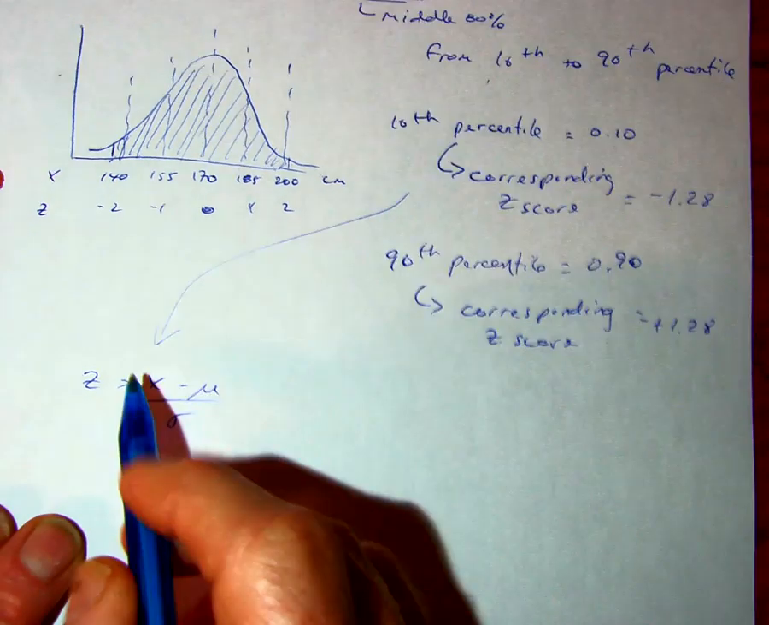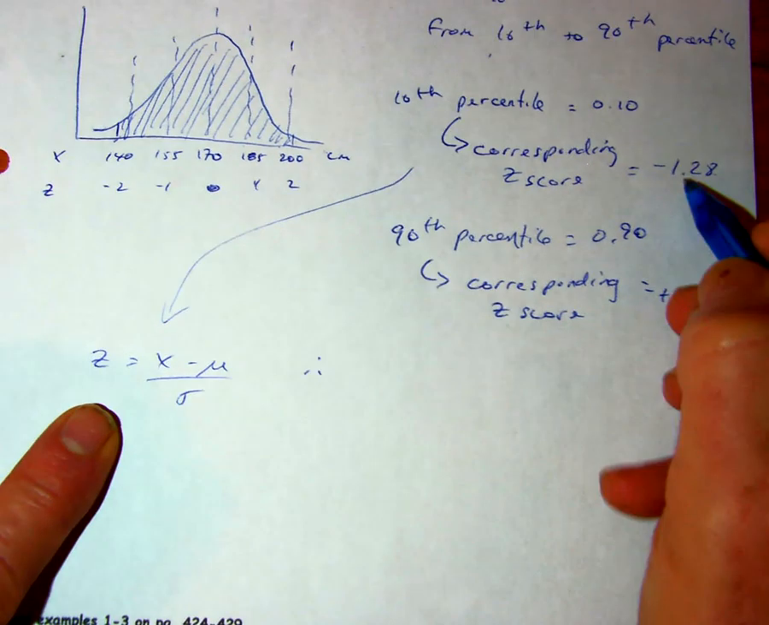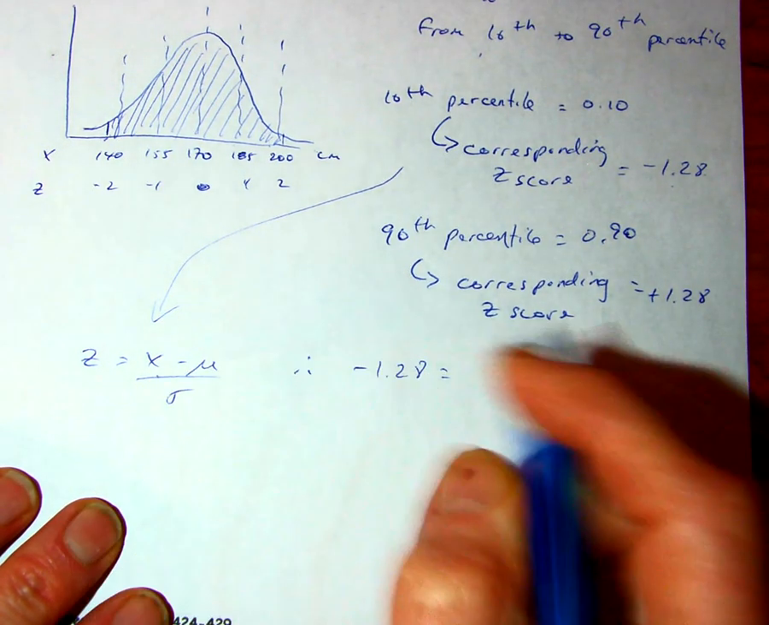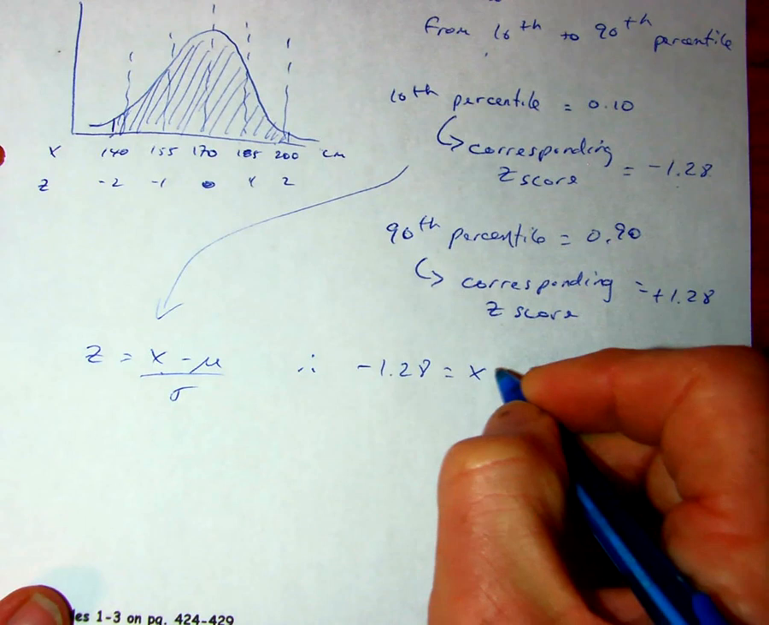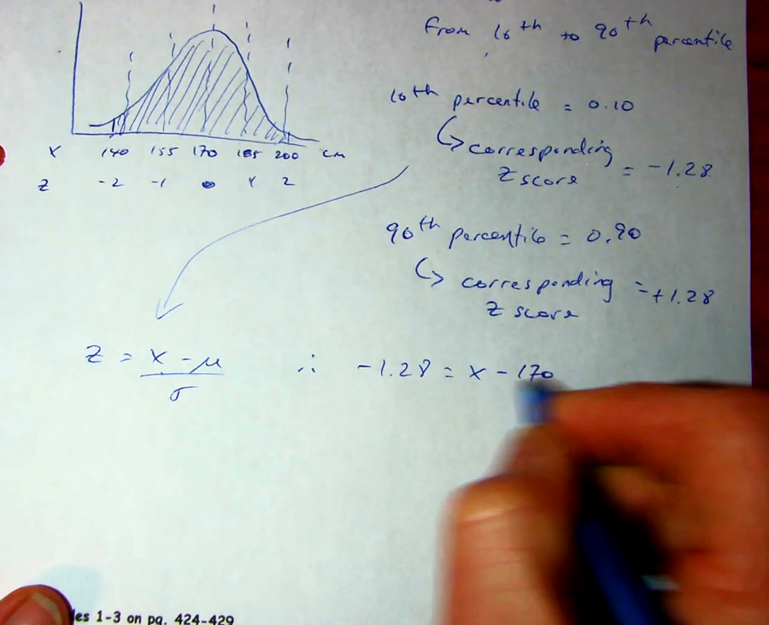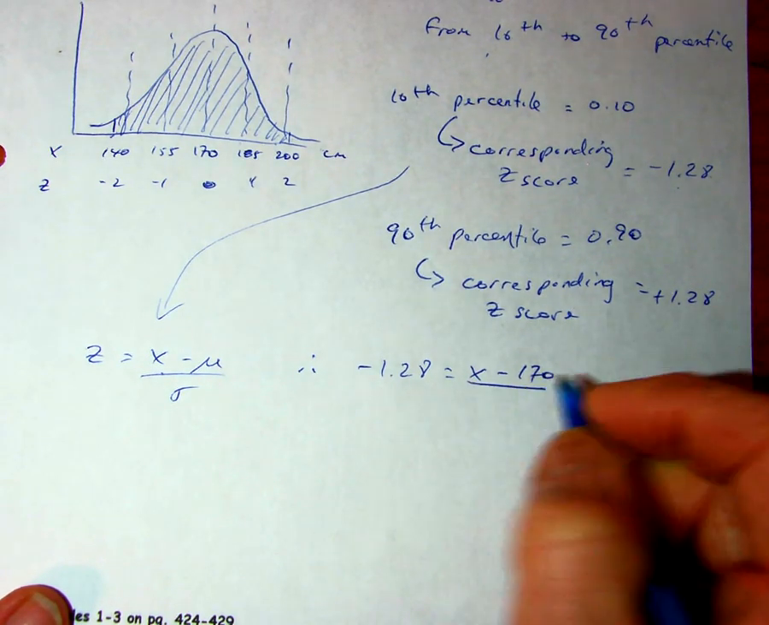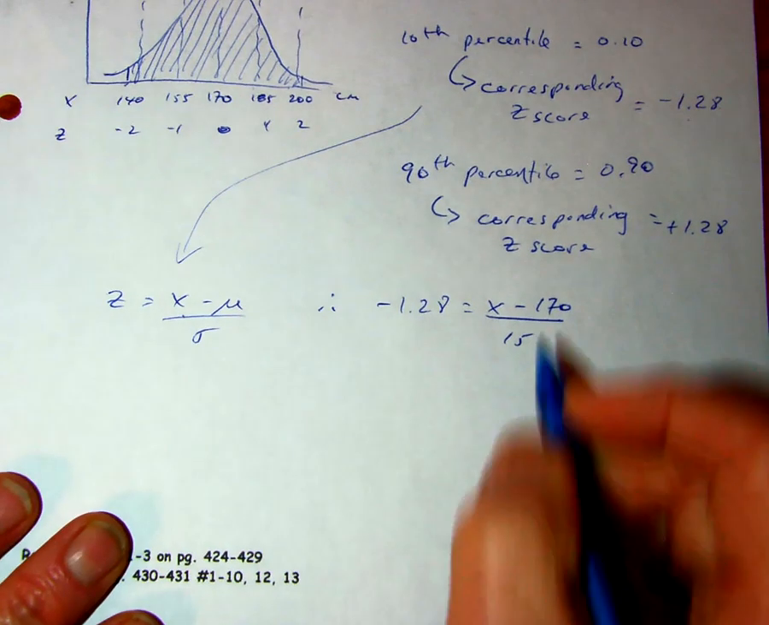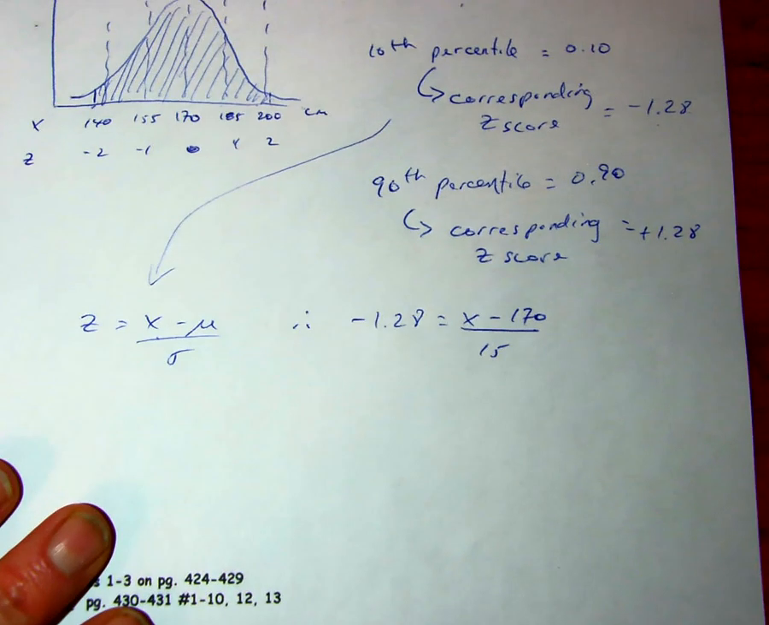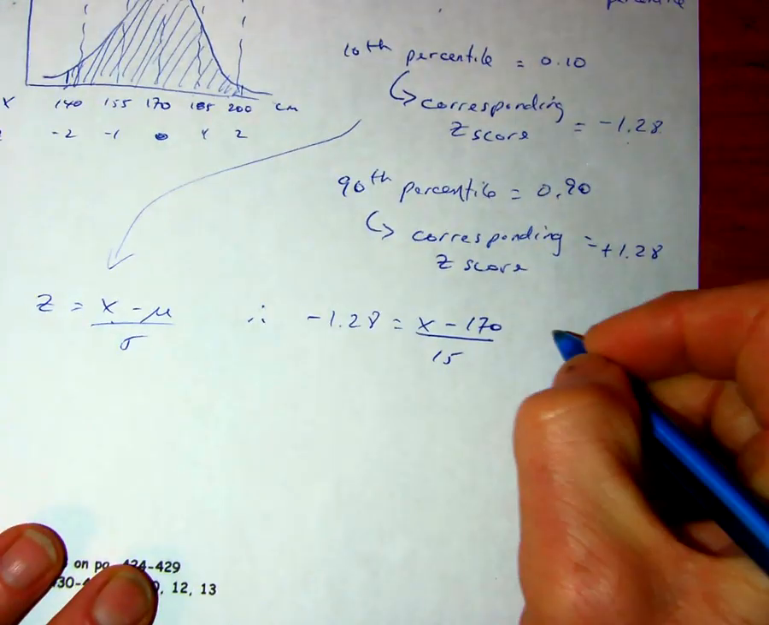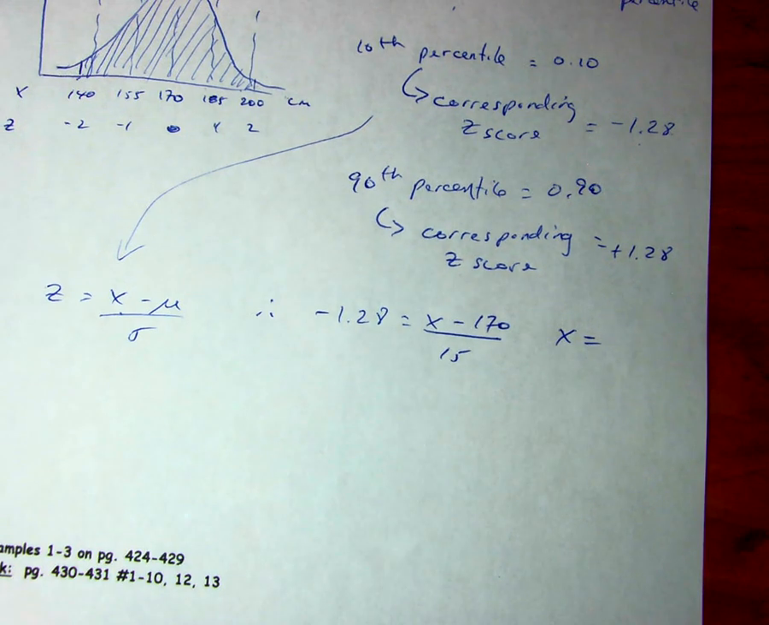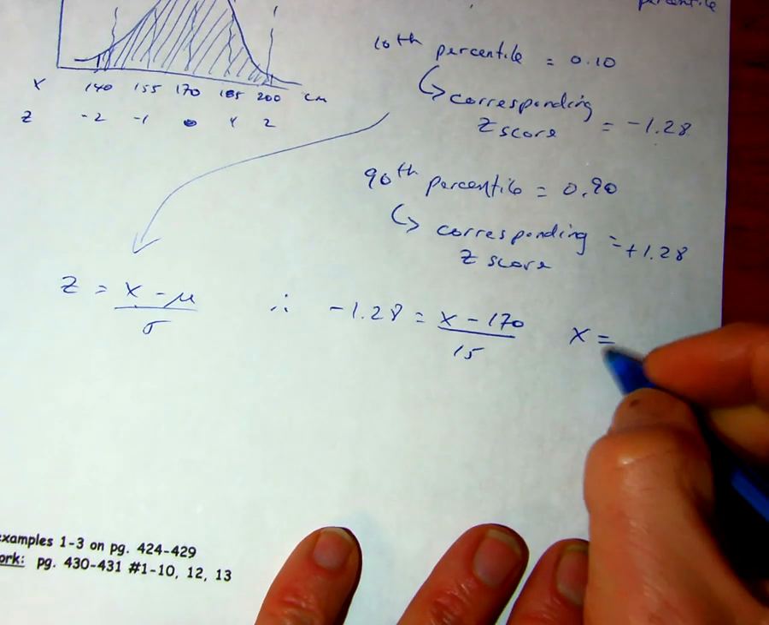Okay, so we know the z-score is minus 1.28. We want to find x this time. The mean is 170, and the standard deviation is, what is it again? 15. So somebody solve this for x. I'm going to solve it right now. It's pretty easy to solve. Multiply both sides by 15 and add 170. We get 150.8. So I was close, I guess.